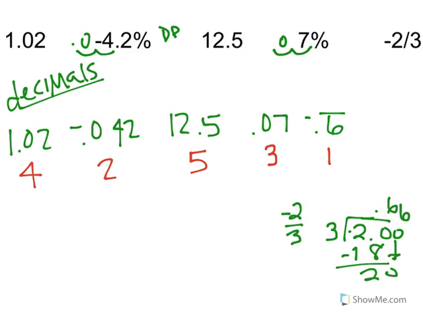We could also put them all into fractions, but I think fractions are more difficult to compare than the decimals and percents. So that's how you order from least to greatest, and the same thing would be greatest to least. Convert them to percents or convert them to decimals.